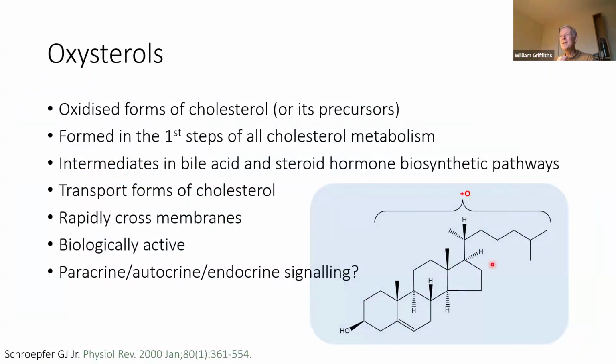So why is anyone interested in oxysterols, other than them being oxidized forms of cholesterol and its precursors, formed always in the first steps of cholesterol metabolism? They're also intermediates in the bile acid and steroid hormone biosynthesis pathways. So why are they interesting? First of all, because they've got this added oxygen functionality, they can cross membranes much more easily than cholesterol. Many of them, particularly the side chain oxysterols, are biologically active, so they interact with receptors. And I think almost certainly they have important paracrine, autocrine, and even perhaps endocrine signaling properties. So I regard them as signaling molecules.